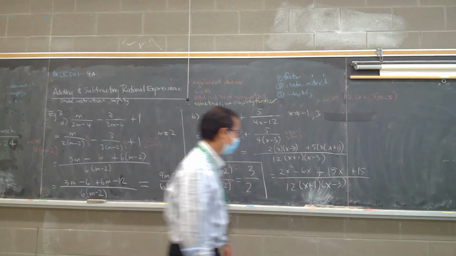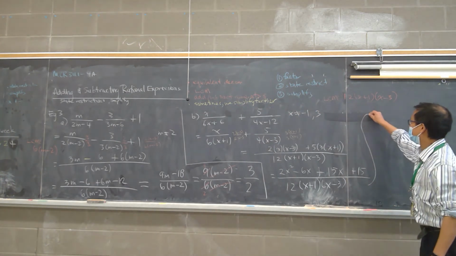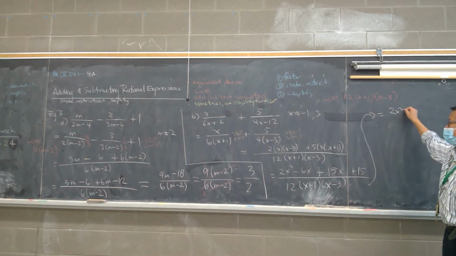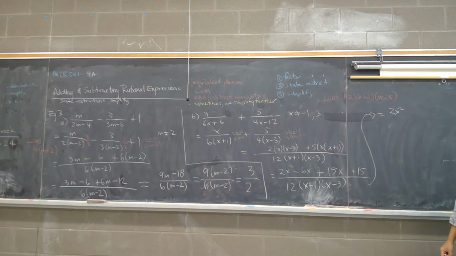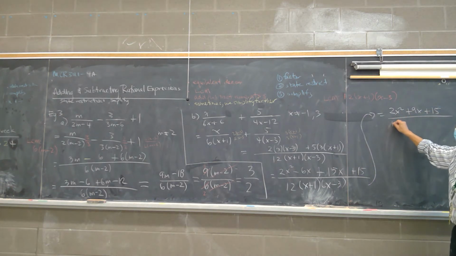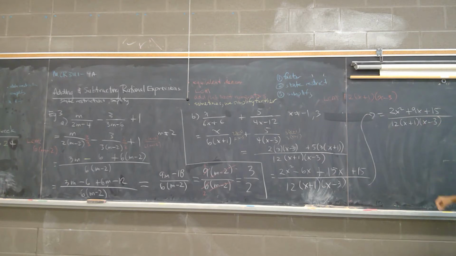Plus sign is not a big deal, so 5 times 3 is 15. 15 times x, using the distributive property, is 15x. 15 times 1 is plus 15. And let's just see if this is still on the camera. It is. Then we have to collect the like terms. 2x squared, and I think 15 minus 6 is 9, is that right? 9x. Over that 2x plus 1 times x minus 3.